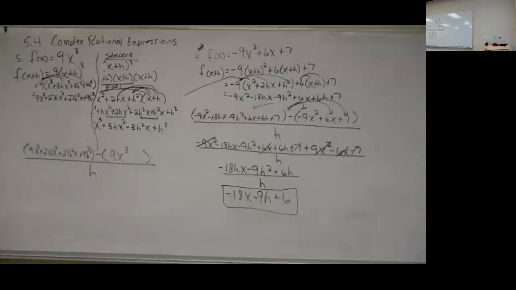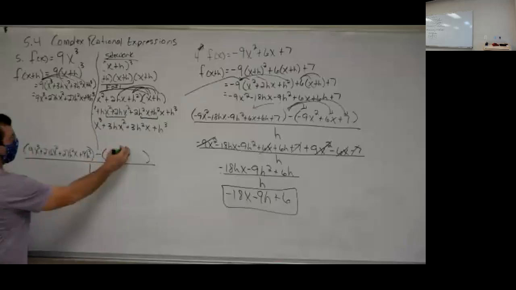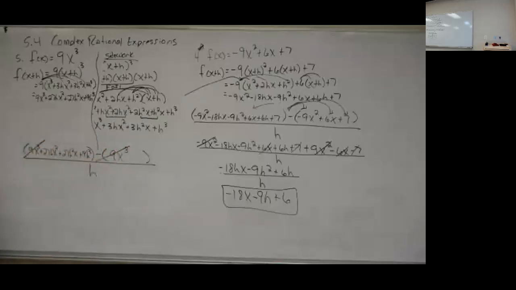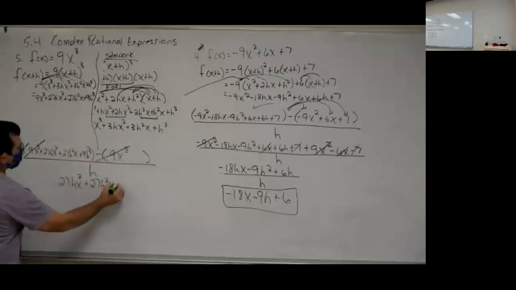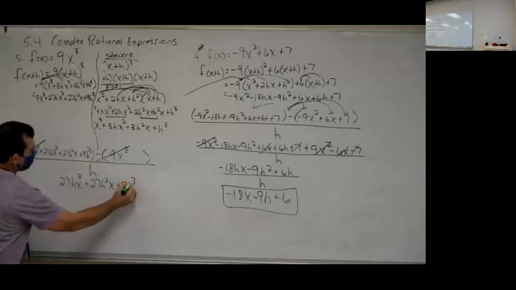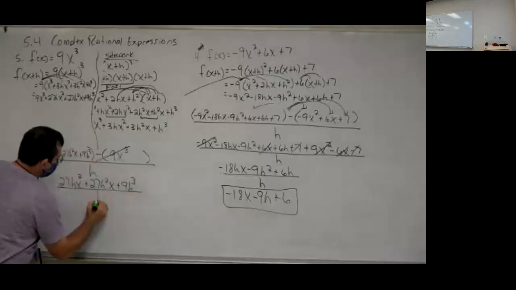Okay. Oh, this one's a little crazy because of that cube on it. So although it looked like it was a small one with that 9x to the third, it was really the longest one because of the third. Look at this. This 9x cubed is going to cancel this 9x cubed because that's negative and that's positive. Everything else left has an h. So let's bring them down. 27hx squared plus 27h squared x plus 9h to the third, all divided by h.